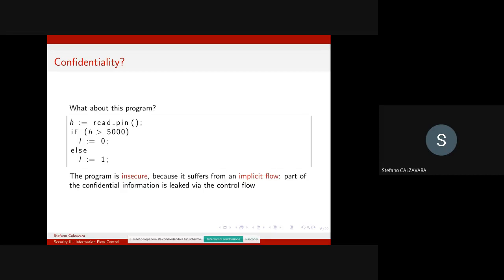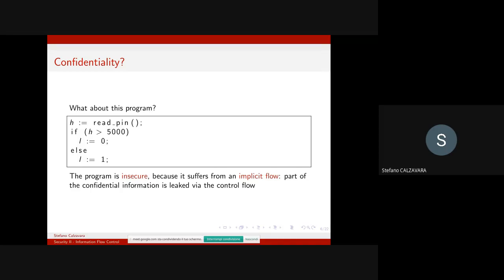Technically speaking, we say that this program suffers from an implicit flow. Part of the confidential information, which is the content of the private variable H, is leaked not directly by assigning this confidential data to a public variable, but through the control flow of our program. You might say that in this case the loss of information is very low, so we don't care too much about this information leakage.